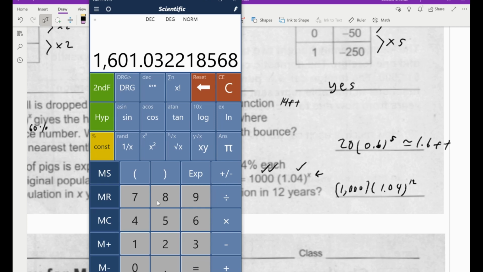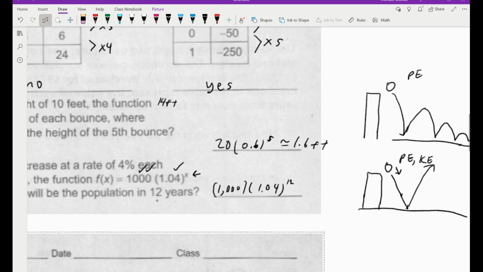Now, keep in mind, these are human beings, so we can't have 0.03 of a person. So we're going to have 1,601 persons at this time. It's a word problem, so we should always have units.